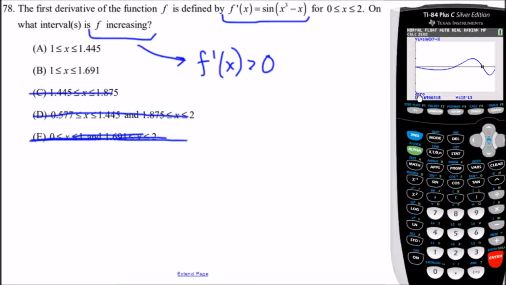We hit enter a third time, and it looks like x equals 1.691 is the x value where the derivative changes from positive to negative, which corresponds to choice B. That's for full accuracy, we're going with 1.691. So choice B for question 78.